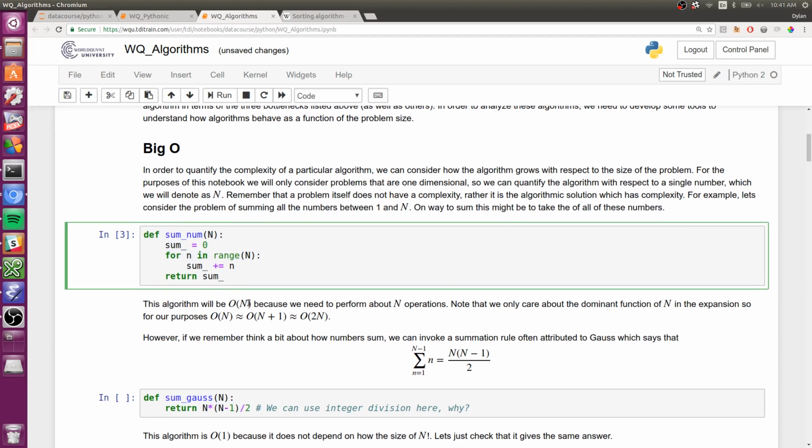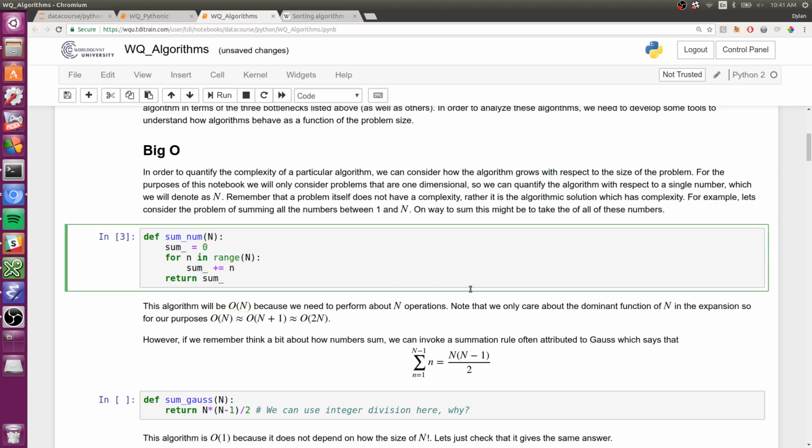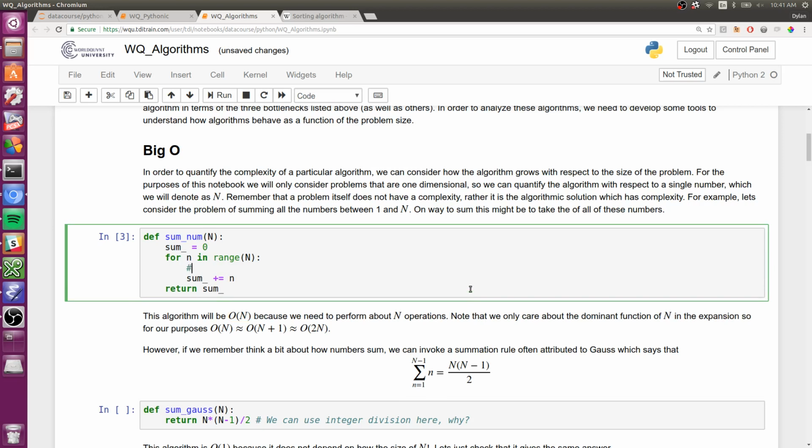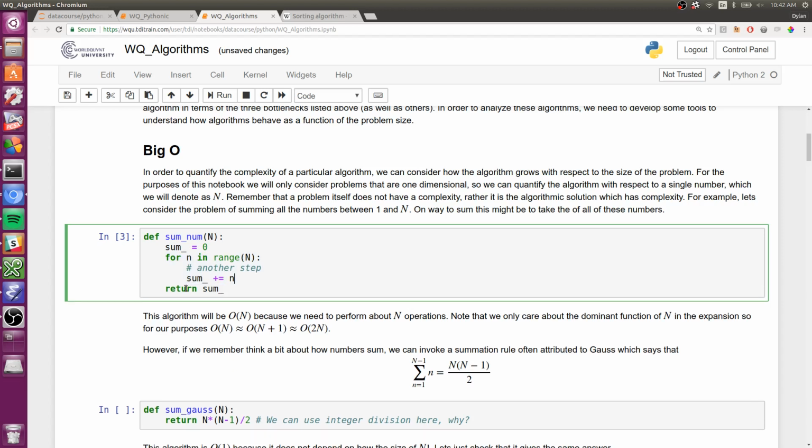We only care in Big O notation about the leading term. We don't care about coefficients. Like if this algorithm had more steps in here, then we would be doing 3n operations, but we don't care about that number 3.